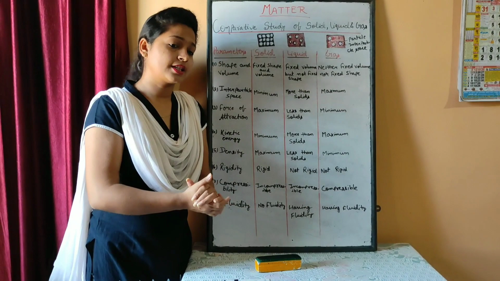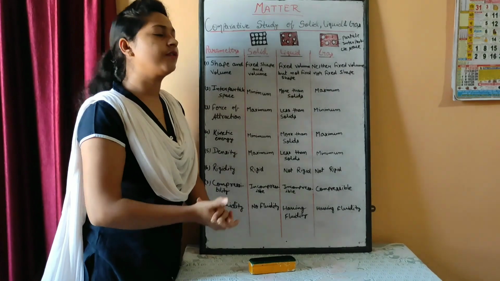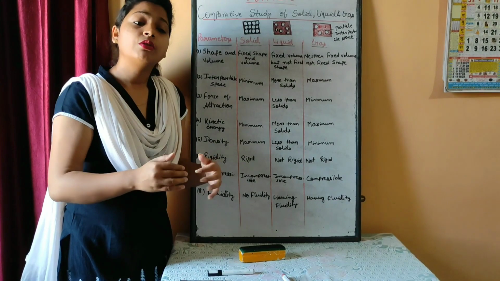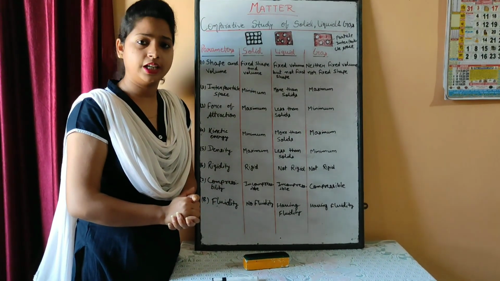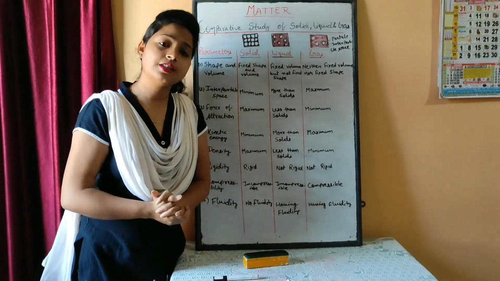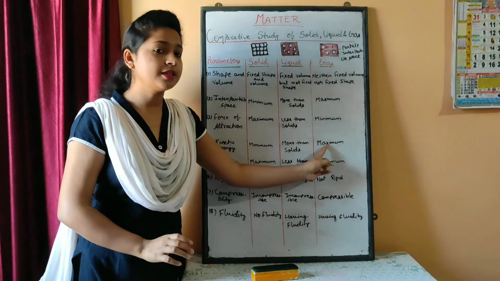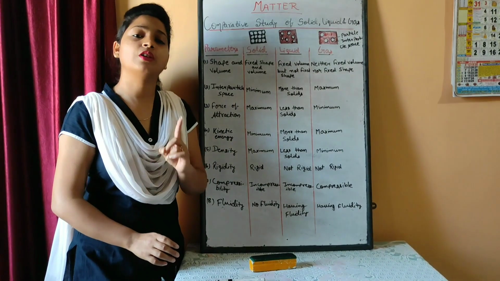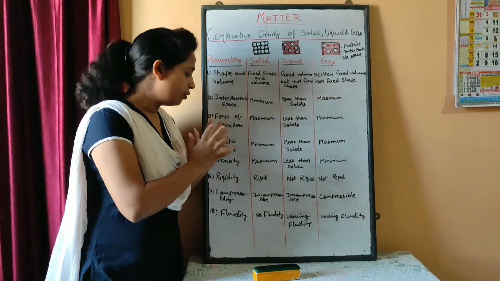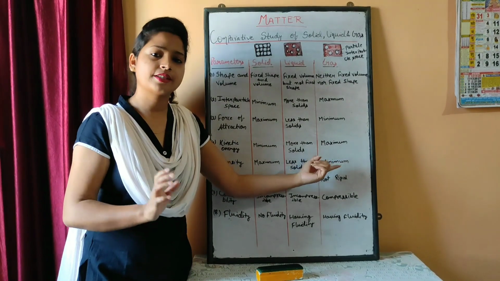Now, you are in standard 9, so don't expect a question like what is the kinetic energy of the gaseous state or what is the interparticle space of the solid state. Your question will always be in the form of reasoning. So a question can be asked: why is the kinetic energy of the gaseous state maximum? Your answer should be: the kinetic energy of the gaseous state is maximum because of the more chances of movement of the particles. Since the interparticle space is more, the chances of movement of the particles are also more, and that's why the kinetic energy is maximum.